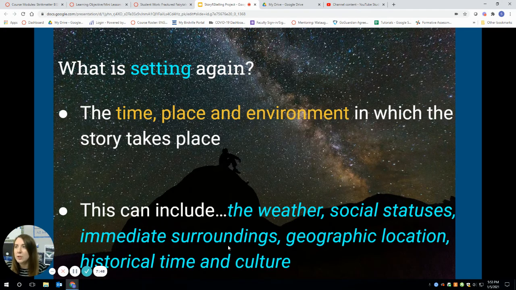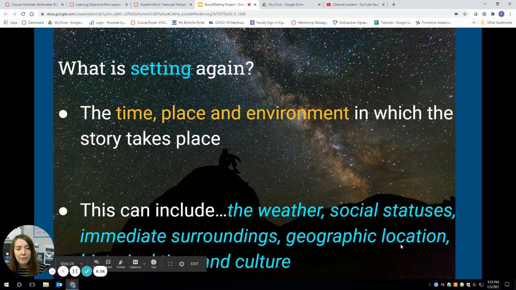Or you could have a story that takes place in a much smaller setting, like Cinderella just happens in one kingdom. The setting is mostly her house and the palace, and that's it. Maybe a little bit in between there. That's really it, right? So some settings are small, some settings are really big. It just depends on your story.